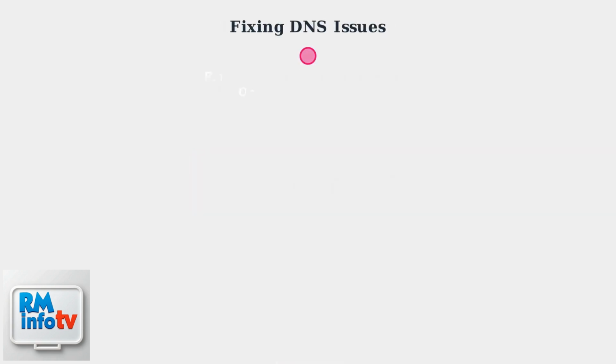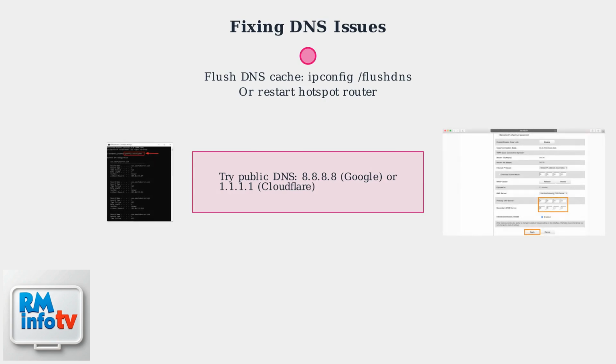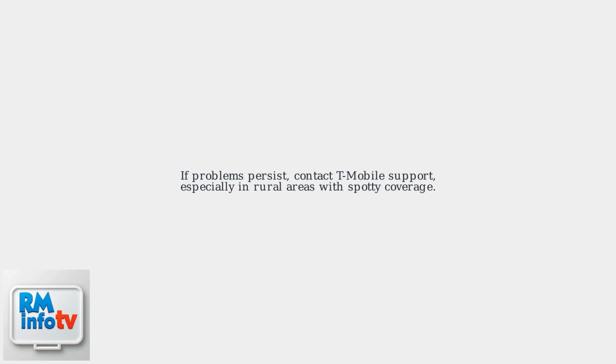For DNS issues, flush your DNS cache using ipconfig /flushdns on Windows command prompt, or simply restart your hotspot router. If that doesn't work, switch to public DNS servers like Google's 8.8.8.8 or Cloudflare's 1.1.1.1 in your router settings. These steps resolve most no internet errors.